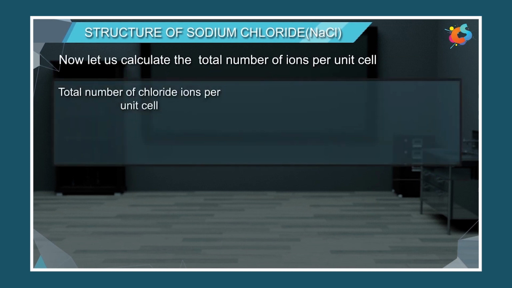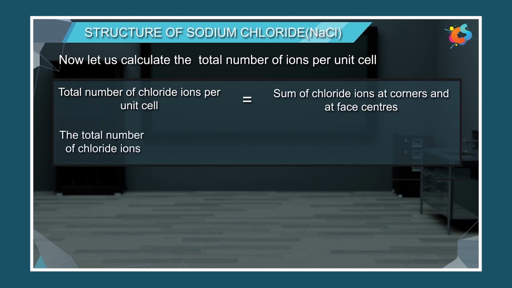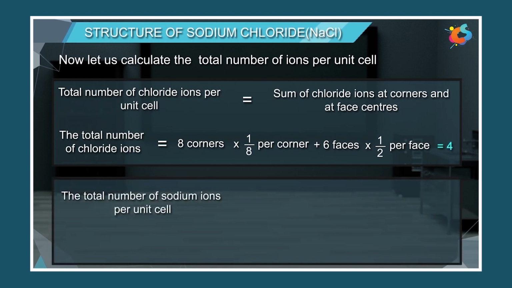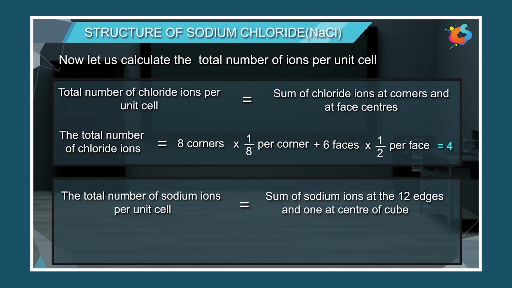Now, let us calculate the total number of ions per unit cell. Total number of chloride ions per unit cell is equal to the sum of chloride ions at corners and at the face centers. The total number of chloride ions is equal to 8 corners into 1/8 per corner plus 6 faces into 1/2 per face, which is equal to 1 plus 3, that is 4. Total number of sodium ions per unit cell is equal to the sum of sodium ions at the 12 edges and 1 at the center of the cube.